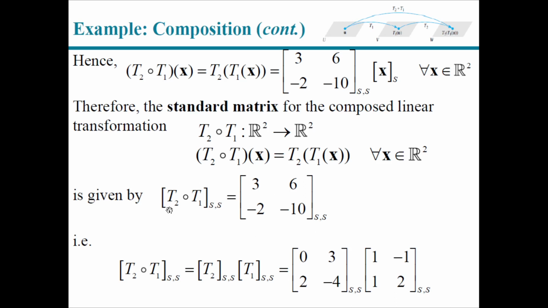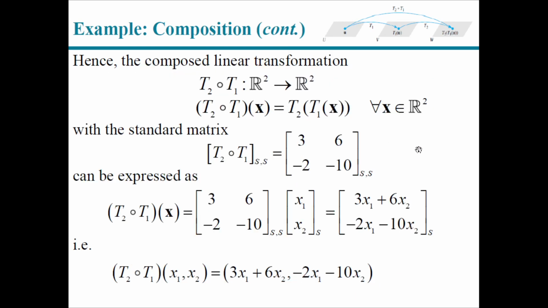So composition was T2 composed T1. Okay, and you see what happened is just we follow the order of these representation matrices. They follow the order of the linear transformations. So nothing special here. So standard matrix for the composition is product of standard matrices of each particular linear transformation. So not a big deal, we just do the product of matrices, we get this representation matrix for the composition T2 circle T1.